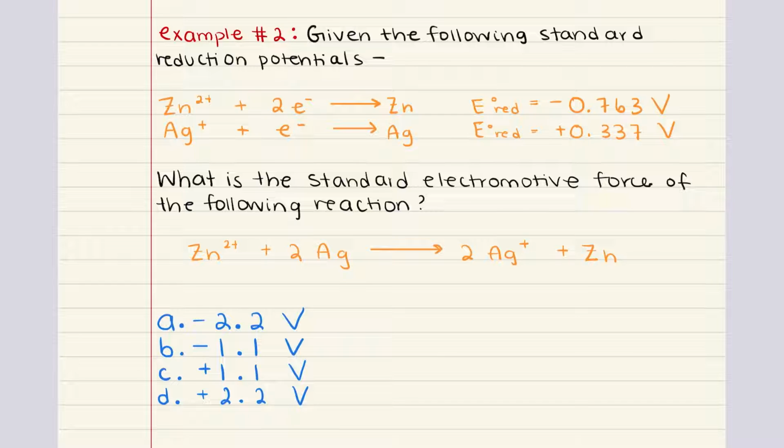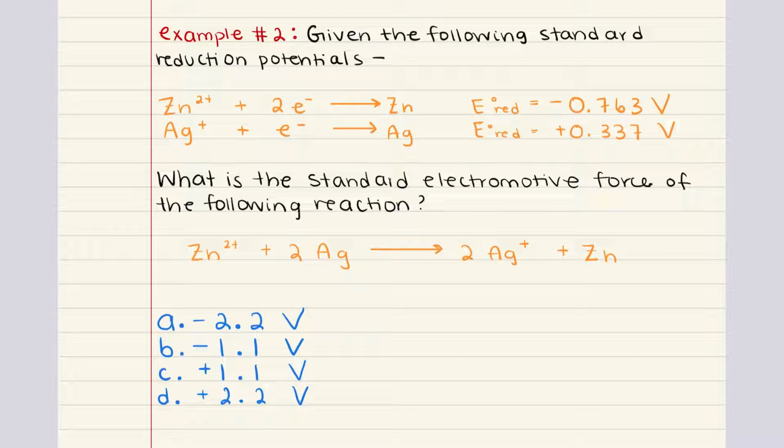Now, to find the standard electromotive force for this reaction, we need to combine the reduction potentials of the two half reactions. But first, we need to identify which half reaction will be the oxidation reaction and which will be the reduction reaction. In this given reaction, zinc is being reduced and silver is being oxidized. So in other words, the cathode is zinc because it is being reduced, and the anode is silver because it is being oxidized.